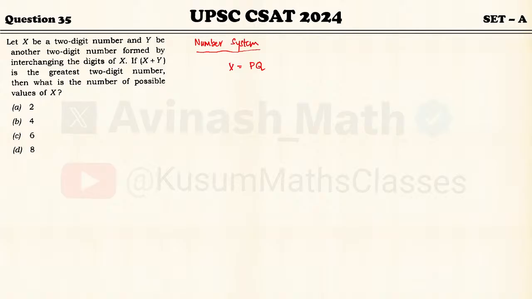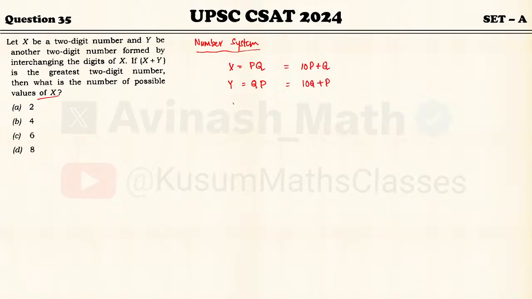And y be another 2 digit number formed by interchanging the digits. So y is what? It is qp, right. If x plus y is the greatest 2 digit number, then what is the number of possible values of x? So x can be written as 10p plus q, and y can be written as 10q plus p.